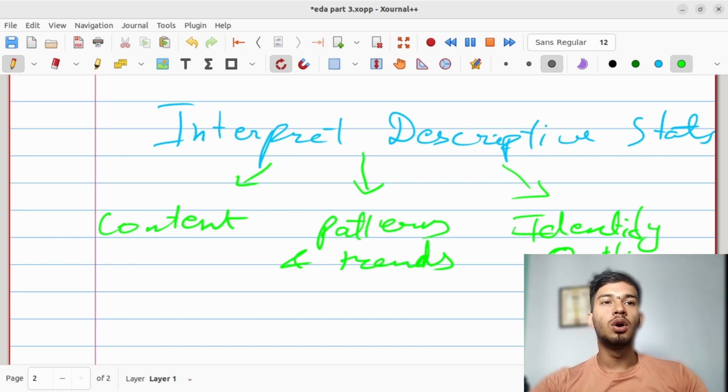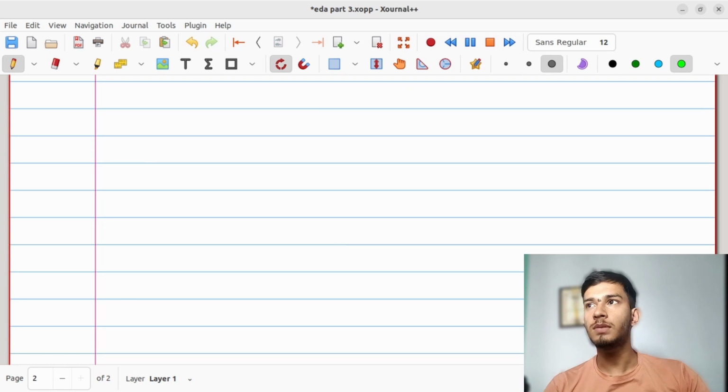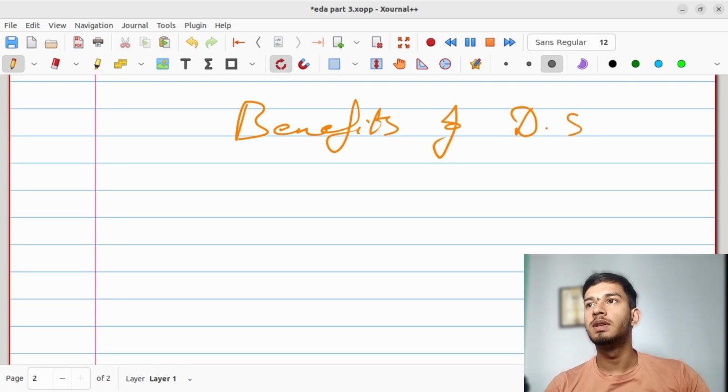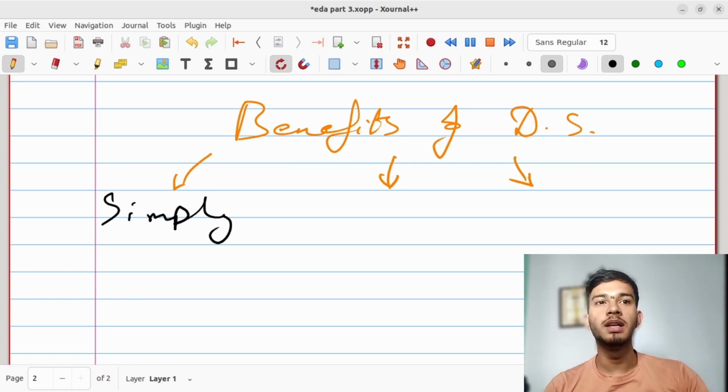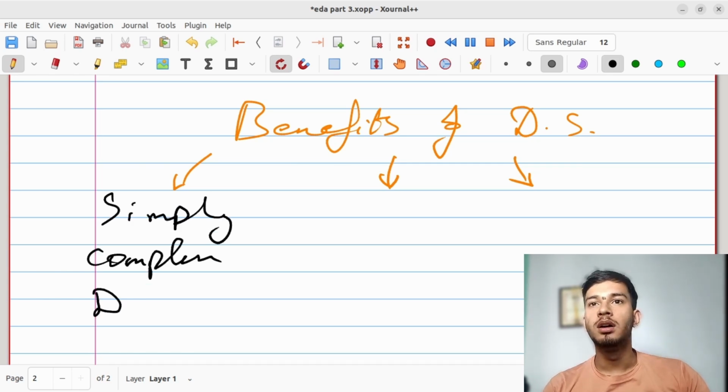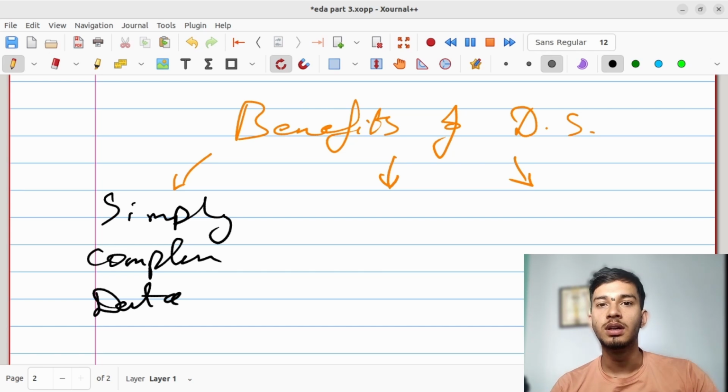Now, here are some of the benefits of using descriptive statistics. So we have three benefits basically, right? First, it simplifies complex data. Now you can look at your data and understand what the data wants to say at one glance. Like you can see the standard deviation, which will give you the measure of variability, right? You can see the mean, which will give you the measure of central tendency, right? So these are some of the benefits of using descriptive statistics.